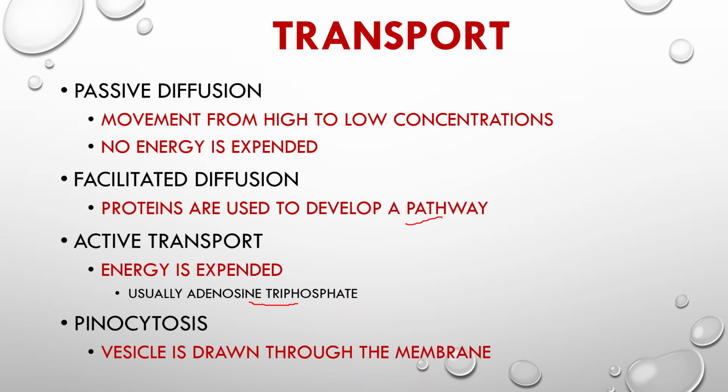And then pinocytosis. This is where instead of transport across a cell, the cell is essentially engulfing. So it's forming these small little pieces of membrane called vesicles that bring in everything around that cell membrane.